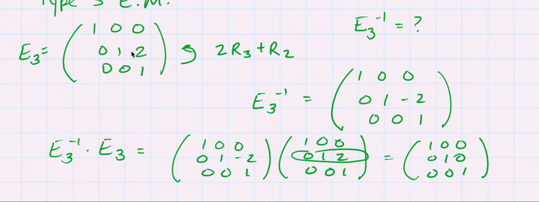So it's just like doing the opposite of what you did. So here we had a +2. For the inverse, we put a -2.